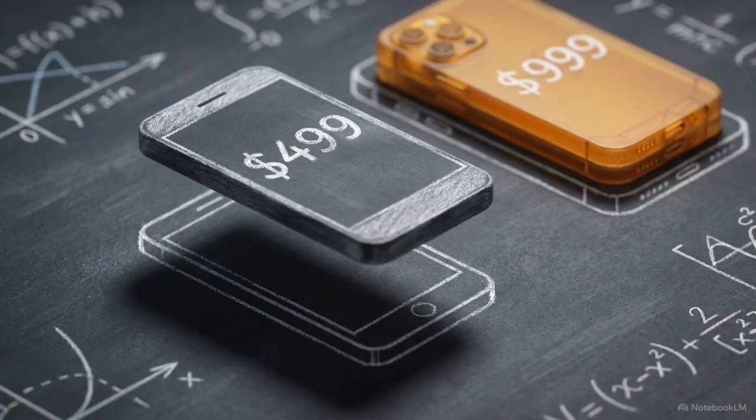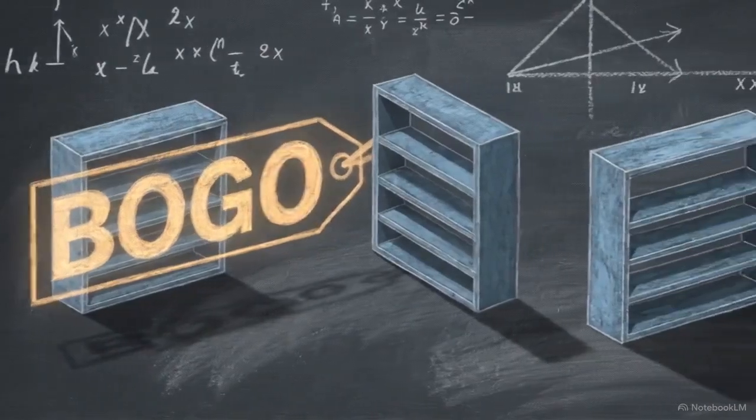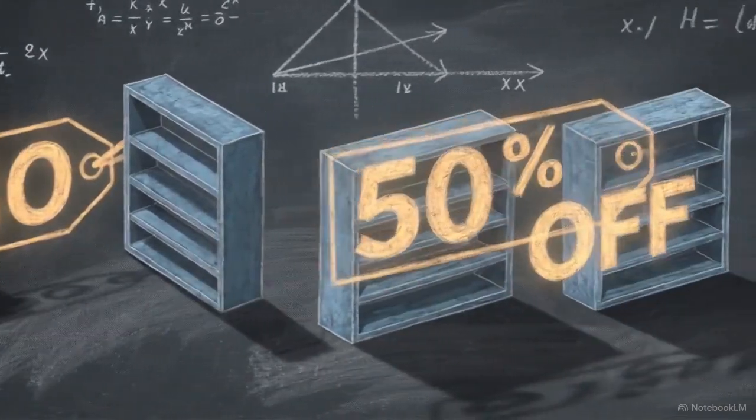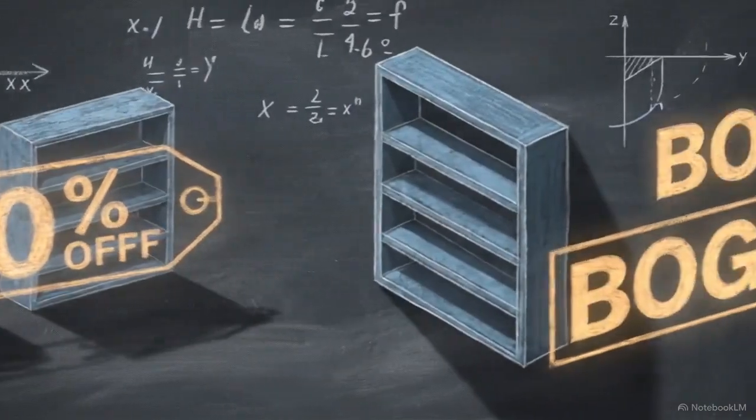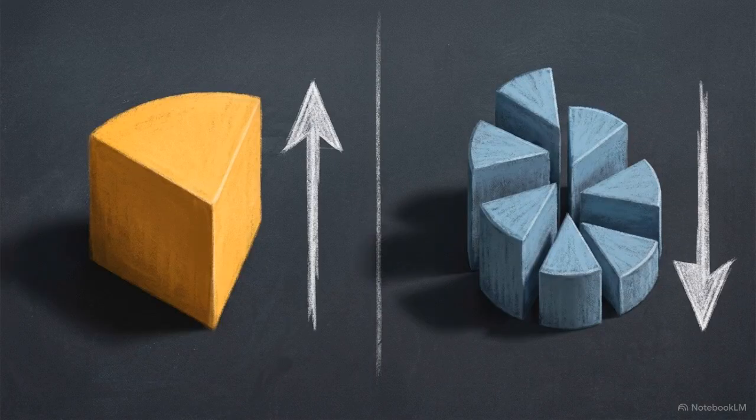By manipulating the relative prices of their own substitute products, a firm can redirect consumer behavior to clear out excess inventory of a slow-moving item. We see these metrics applied constantly in retail, specifically through promotional structures, like bulk discounts or buy one get one free campaigns. These campaigns are governed by the law of diminishing marginal utility.